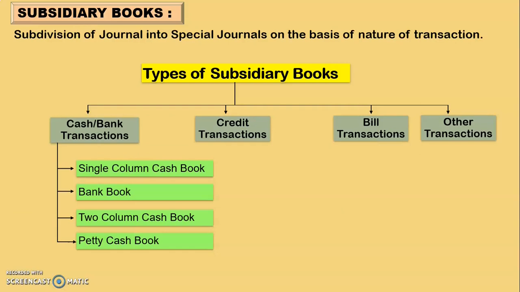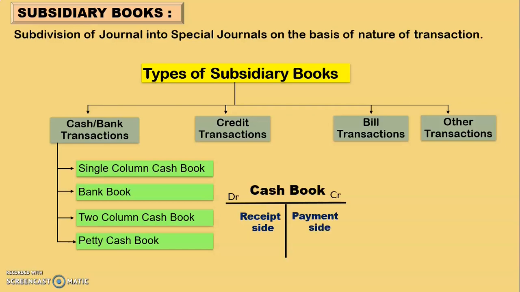First, we'll see how all these cash or bank transactions are recorded in cash book. Now all cash transactions are recorded in cash book. The format of cash book is just like the ledger. It has two sides. The left hand side, that is the debit side, is called as receipt side, and the right hand side, that's the credit side, is called as a payment side. When cash is received, we record it on the receipt side, and when cash is paid, we record it on the payment side.